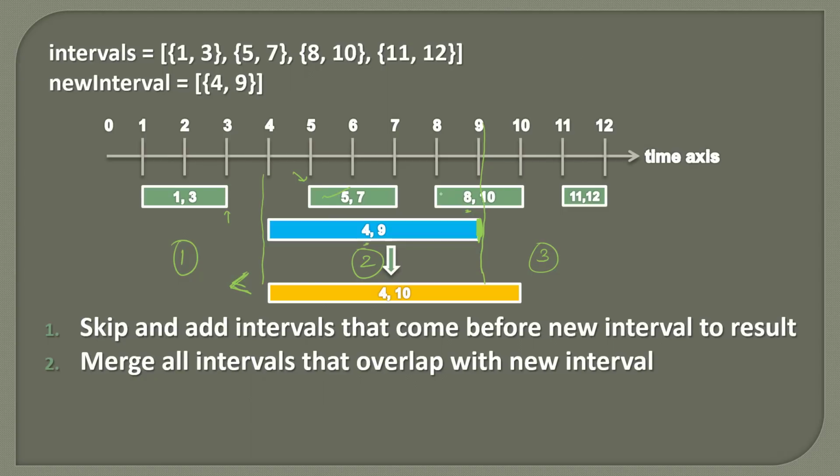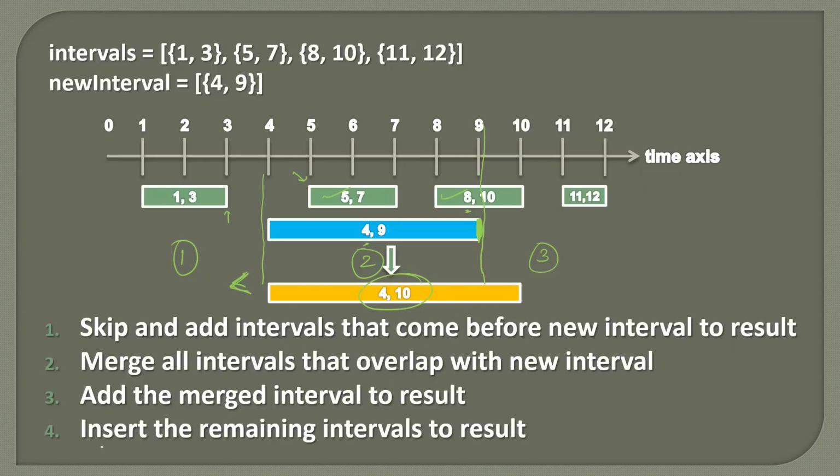So this interval and this interval are overlapping with this new interval. So we have to merge them with this new interval. We have to add that merged interval into the result. So this is the interval which gets merged. We add this into the result. And finally we insert the remaining intervals into the result. So these are the remaining intervals. There can be many intervals like this. We have to just insert them into the result because they are non-overlapping and mutually exclusive.